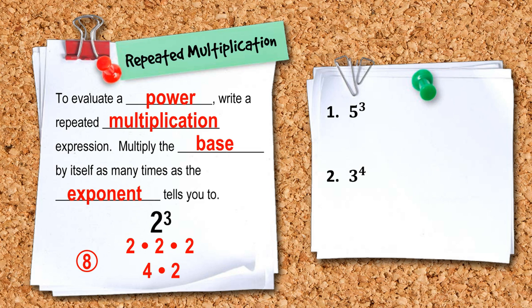Let's try a couple more examples. 5 to the third power. 5 is our base. 3 is our exponent. Remember, the base tells you what to multiply. The exponent tells you how many times. So I'm going to multiply 5 by itself 3 times. Notice I'm not multiplying 5 times 3. I'm multiplying 5 by itself 3 times. 5 times 5 gives me 25. 25 times 5 gives me 125.